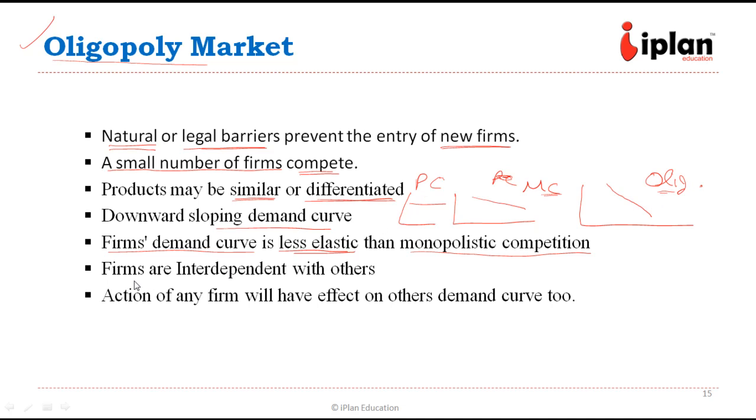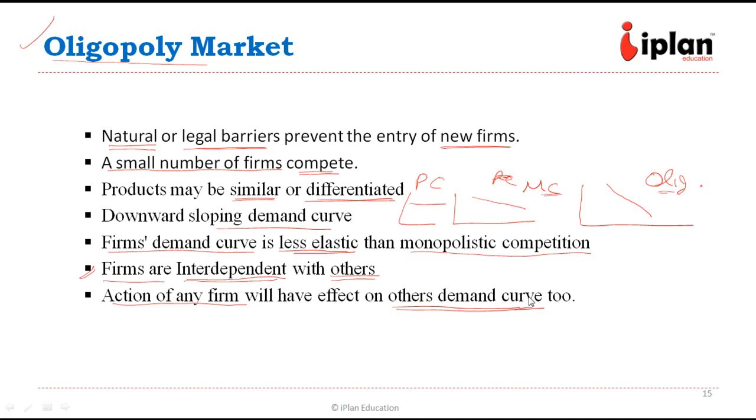Here the firms are interdependent with each other. So the decision making of a firm related to price, etc., influences the decision making of other firms. The action of any firm has an effect on the demand curve of other companies, as we just talked about. Since there are very few firms, they can have a distinct impact on the industry curve as well.